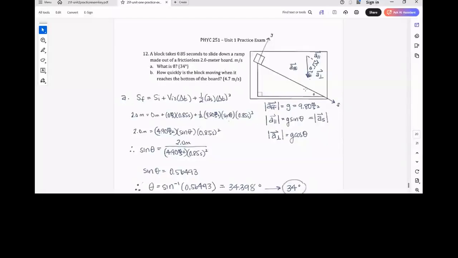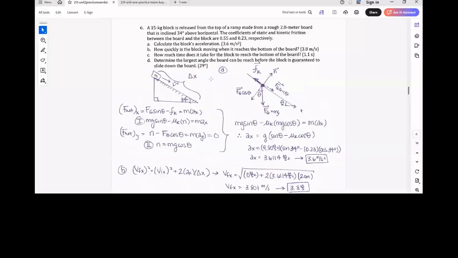So if we're assuming that that is the same board, but now let's say that we are using its rough side, we can make some predictions about the amount of time that it should take for the same block to slide down the rough board, and then how quickly it should be traveling at the bottom.